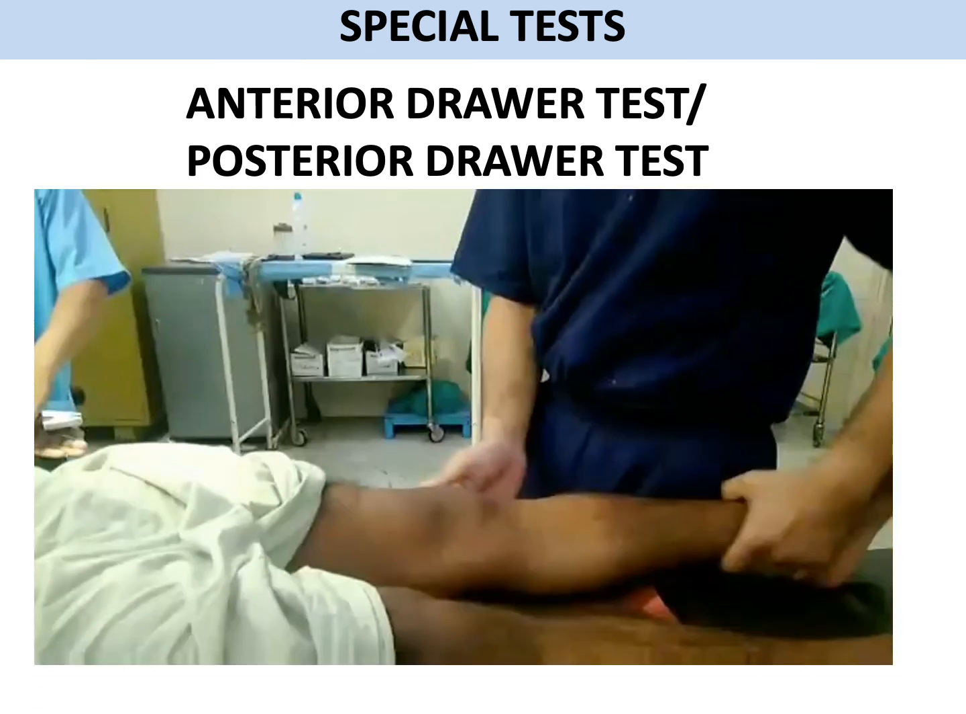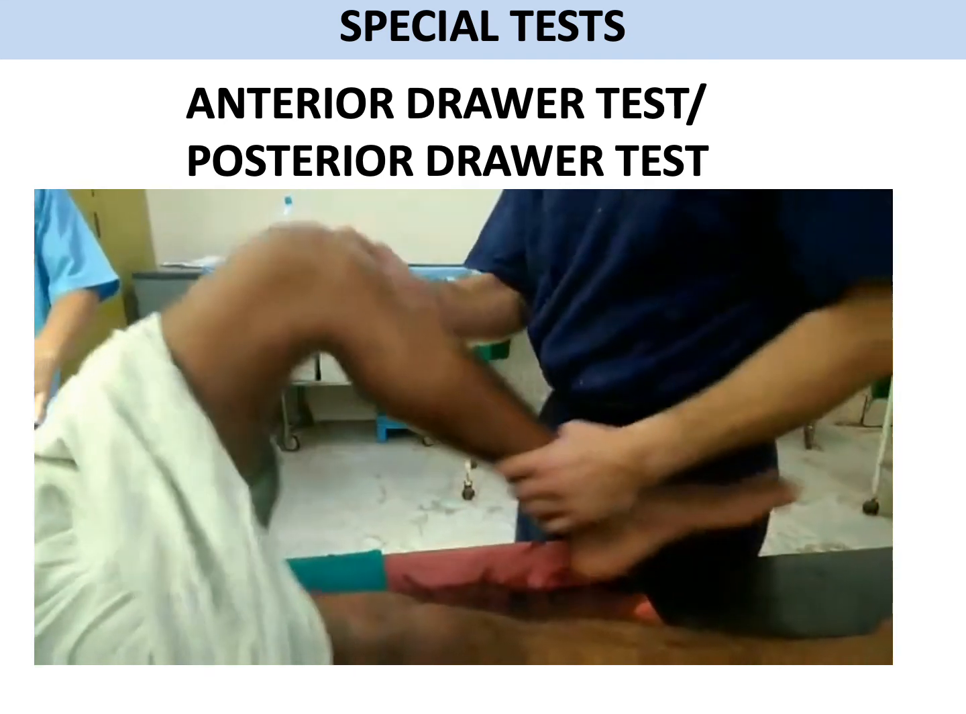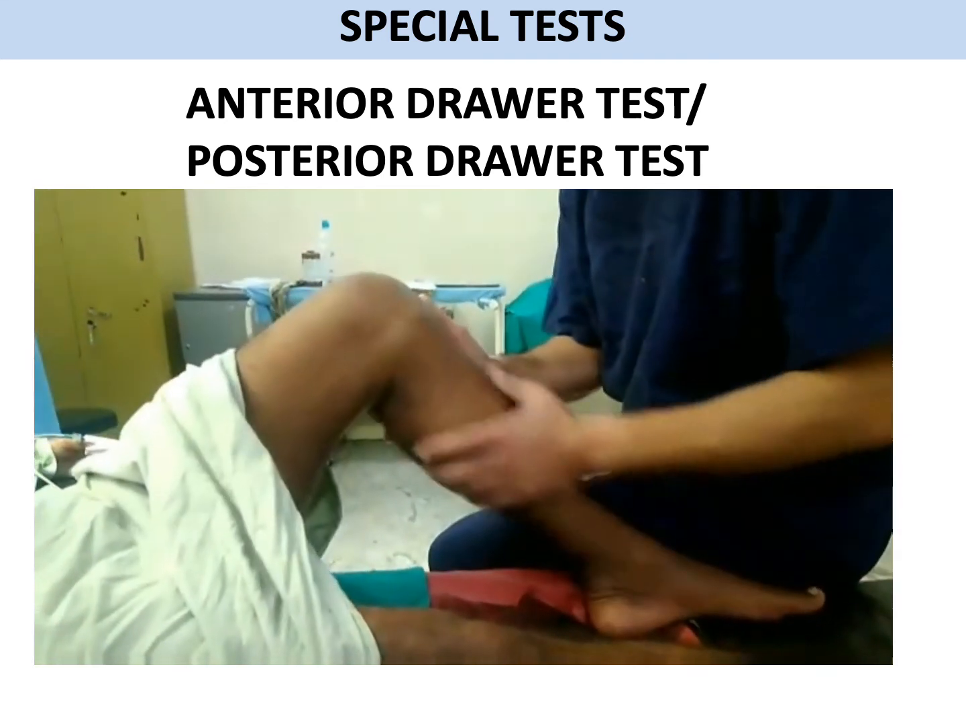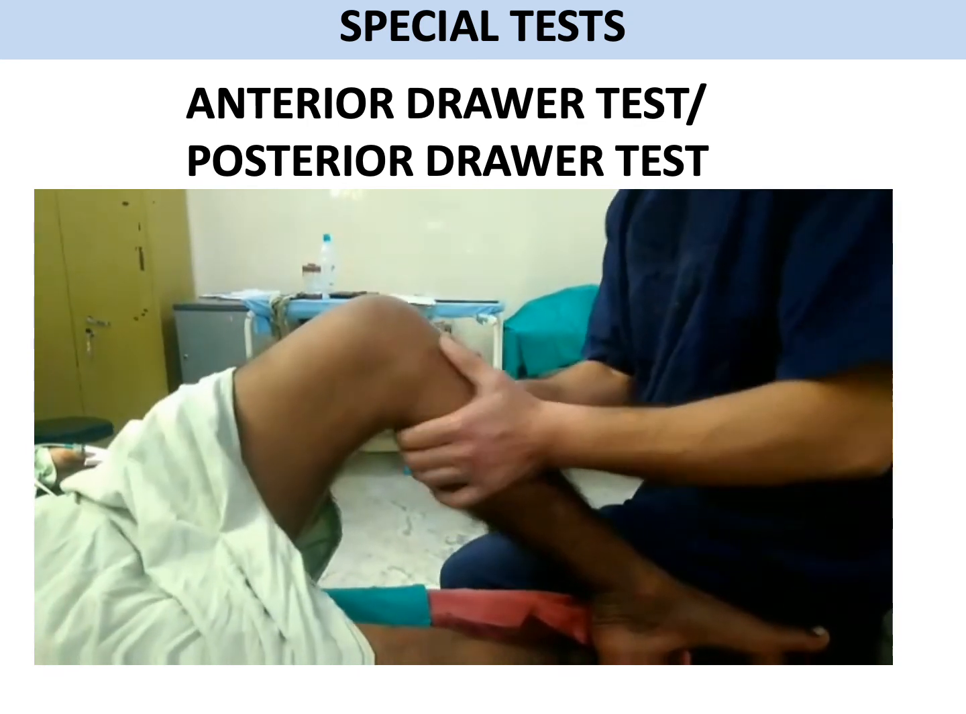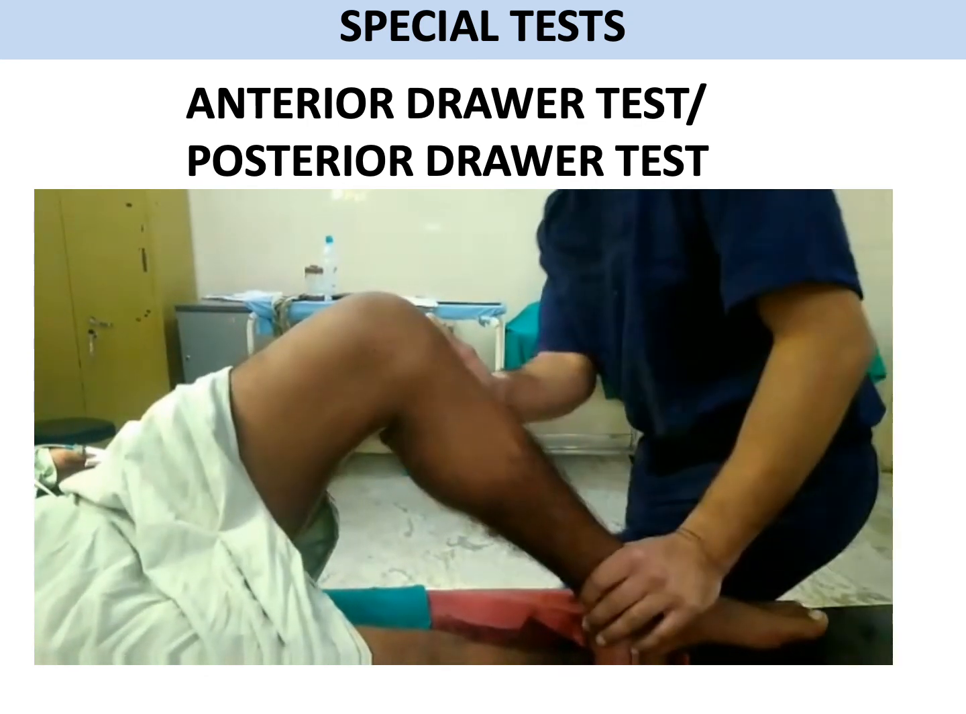So this is how it's going to be performed. The knee is in 90 degrees. The examiner sits on the foot of the patient and pulls anteriorly and posteriorly.